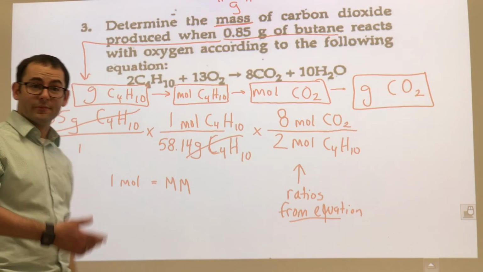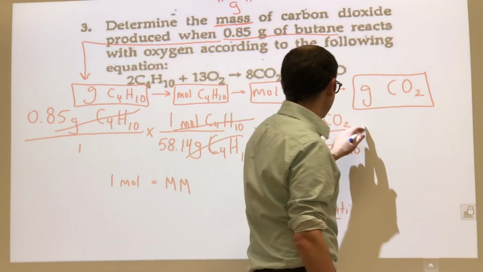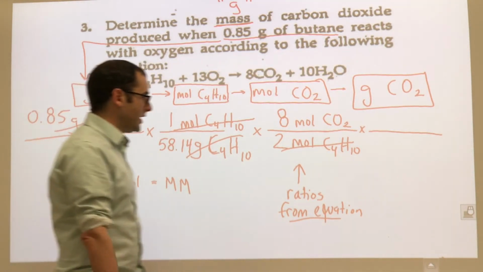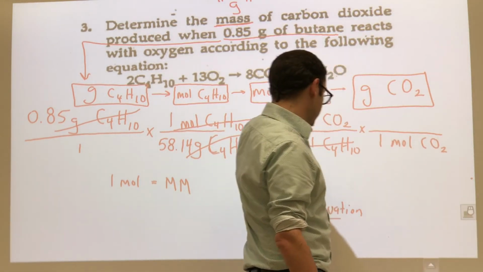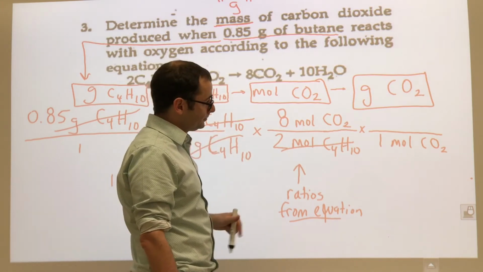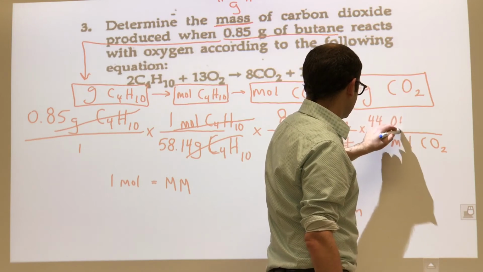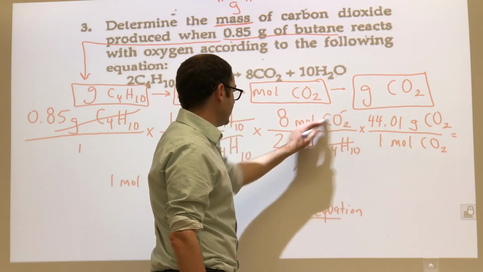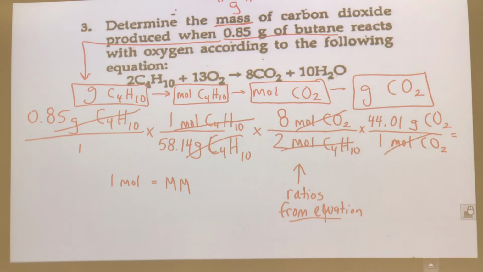Are we done? Nope, we need to cancel out moles of C4H10. Now we have moles of CO2. What are we trying to convert it into? Grams, yeah, so on the bottom we put 1 mole of CO2, and then on the top, what's going to go on the top? 44. Good, 44 point what? 01. Grams of CO2. All right, good, and then we'll have moles, moles. And now we multiply across, we divide to get our answer.